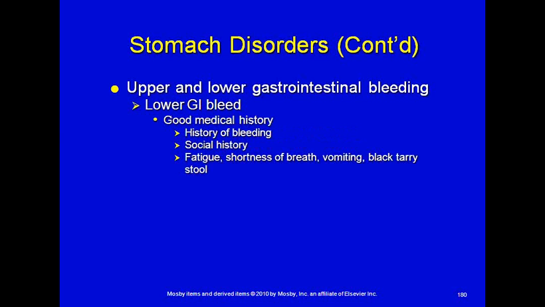Get a good medical history on these patients with either upper or lower GI bleeds. Do they have a history of GI bleeds? What is their social history? Do they smoke? Do they drink a lot? That sort of stuff.